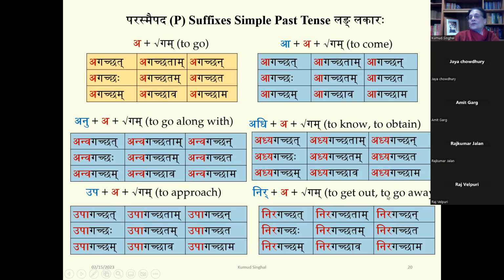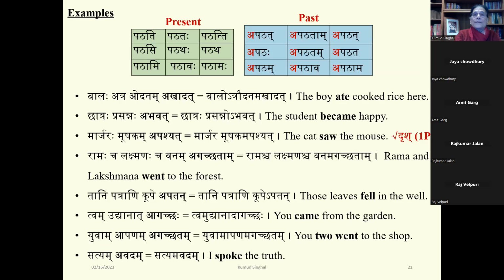Now if you add the upsarga nir to the root gam, it means to get out, to go away. So nir plus a, if there is no sandhi here, it will be just ra and a will be niragachat. Niragacham, I got out, right? But if it was present tense, it would simply be nirgachati. Here it will be niragachat. So this is something to watch out for when doing the past tense formations with upsargas.